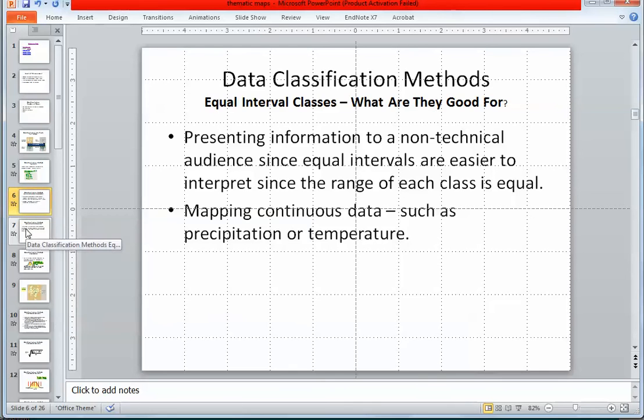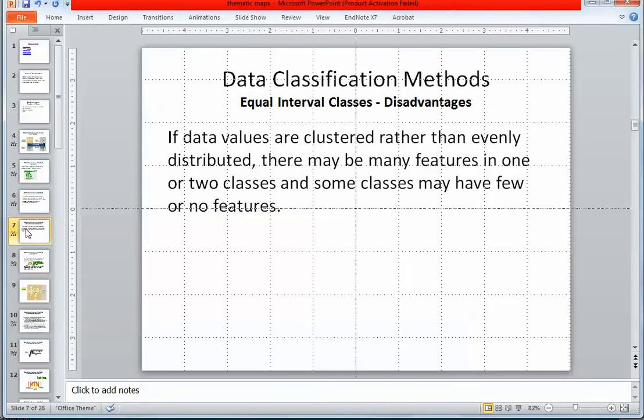Unfortunately, for many human phenomena, it's not very good. If the data is clustered rather than evenly or normally distributed, and especially in a normal distribution, it's a very, very tight cluster, it may be very difficult to see variation. And in fact, especially with outliers, we may have almost all of the data pushed into a single class and then the high or low value sitting in its own unique class. So let's take a look at this.